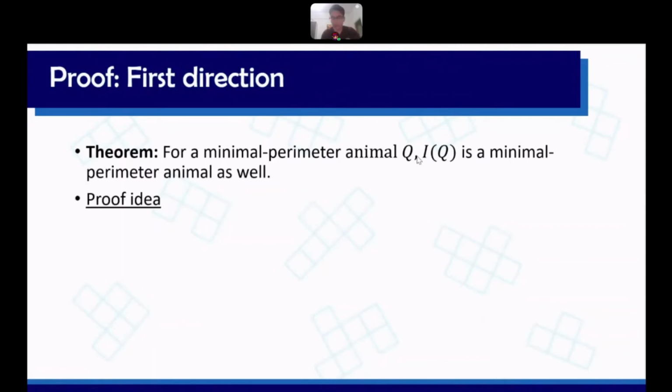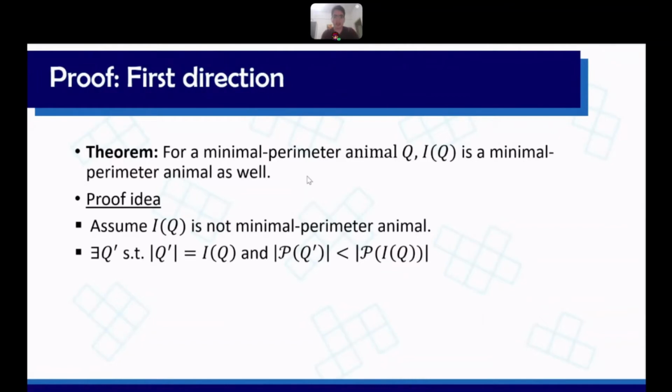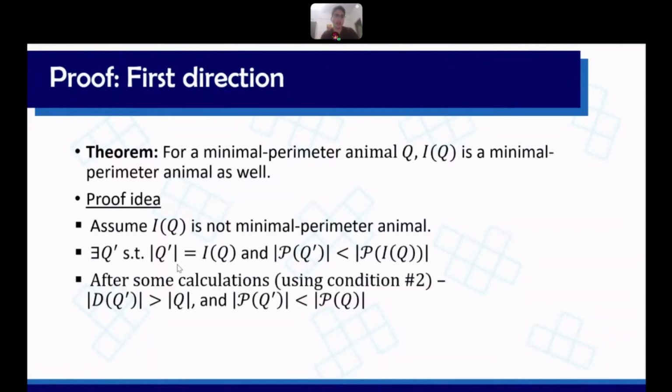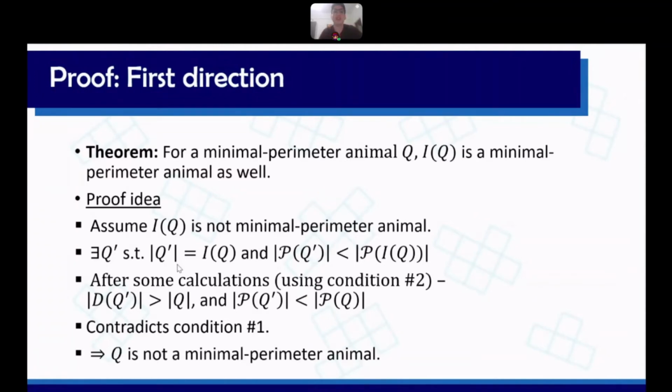How do we show it? Again, I won't go into details, but we'll assume that the inflation of Q is not a minimal perimeter lattice animal, and then we get that there exists some Q prime which has the exact same area as the inflation of Q, but its perimeter is smaller. And then, using some calculations using condition number 2, we get that the deflated version of Q prime is greater than Q, but its perimeter is smaller. And this contradicts condition number 1, which says that the minimal perimeter size should be monotonically increasing. So this is the first direction, and we're done with the first direction.